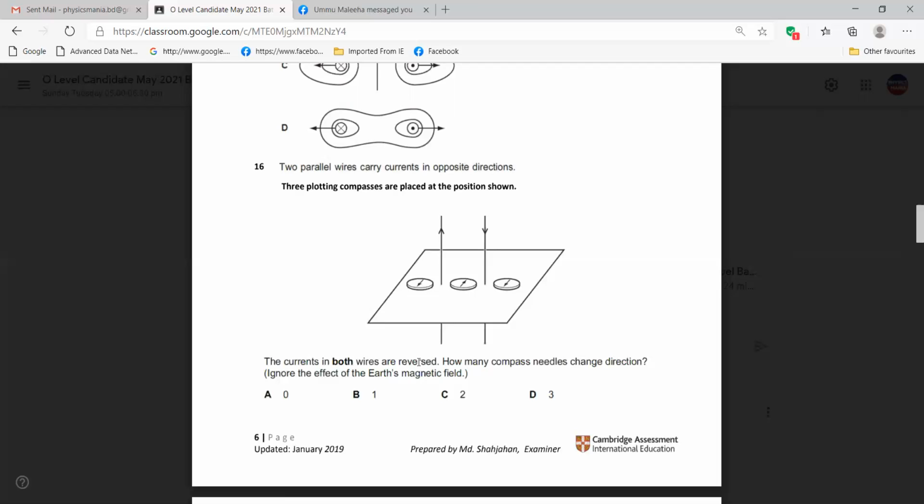Then after checking, you will see that both wires are reversed. So it should be three, right? Yes. P means D, right?